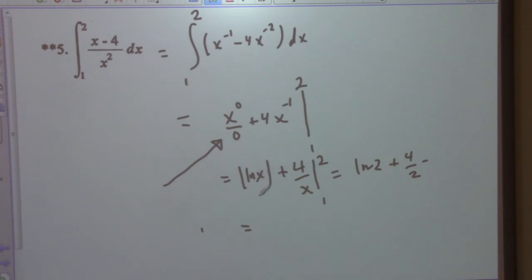What's the natural logarithm of 1? I forget. Okay, what power do you raise e to get 1? 0. So this is 0, and then you have minus 0 plus 4, so you're going to subtract 4. You're going to have ln 2 plus 2 minus 4. So you have ln 2 minus 2. That's going to be your answer for this one.